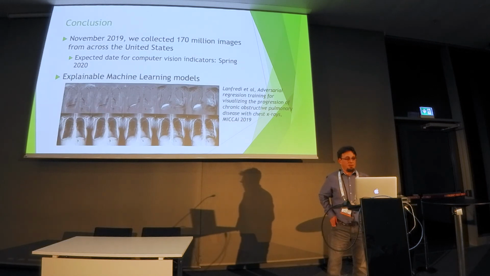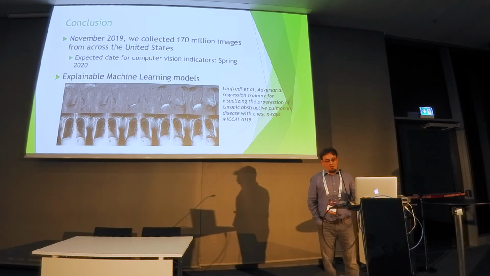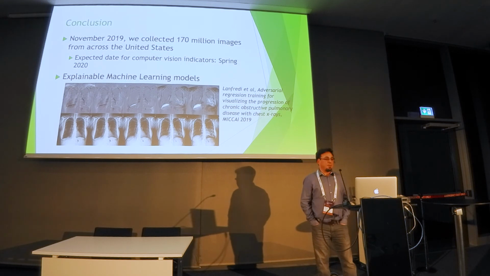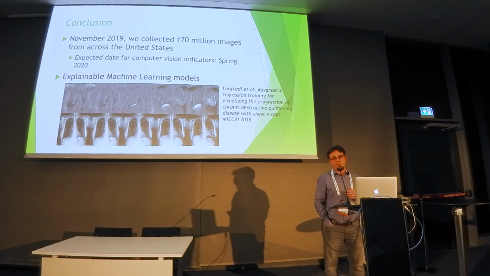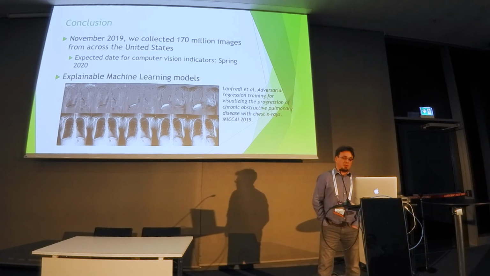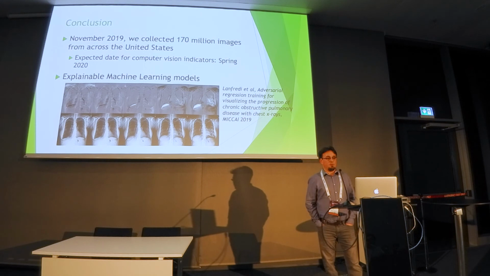To conclude, we are now moving into a much bigger data set collection, 170 million images, and we are going to run the computer vision indicator models on this in the coming months. We are also interested in explainable machine learning models. For instance, in a different radiology project where we try to predict certain diseases from chest x-rays, we're looking at how we can build explainable models where the model not only makes a prediction, but also tries to provide a visual explanation of what constituted that decision.